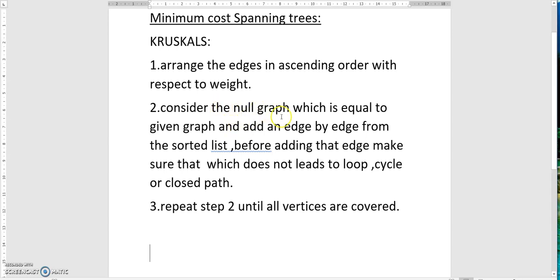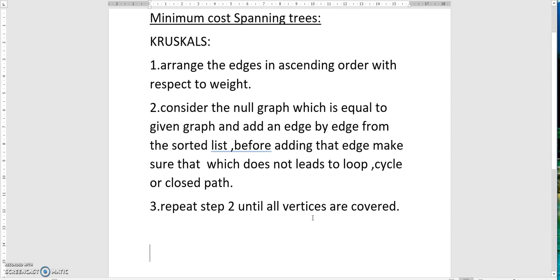Next, consider the null graph which is equal to the given graph and add edge by edge from the sorted list. Before adding that edge, make sure that it does not lead to a loop, cycle or closed path. Then after arranging edges in ascending order, we take one null graph equal to the given graph and add edge by edge from the sorted list, but don't lead to a loop, cycle or closed path. Repeat step 2 until all vertices are covered.